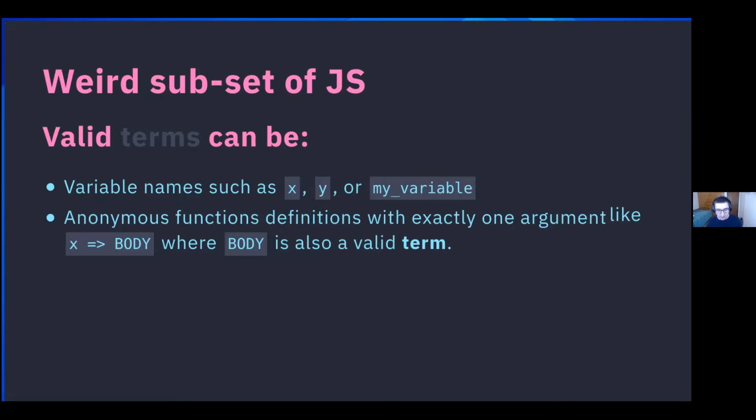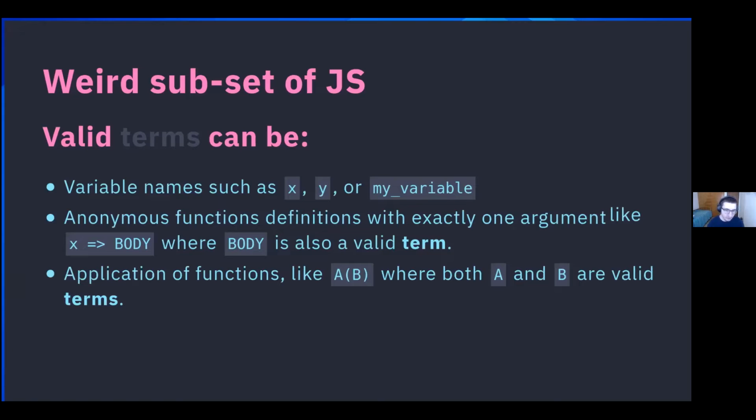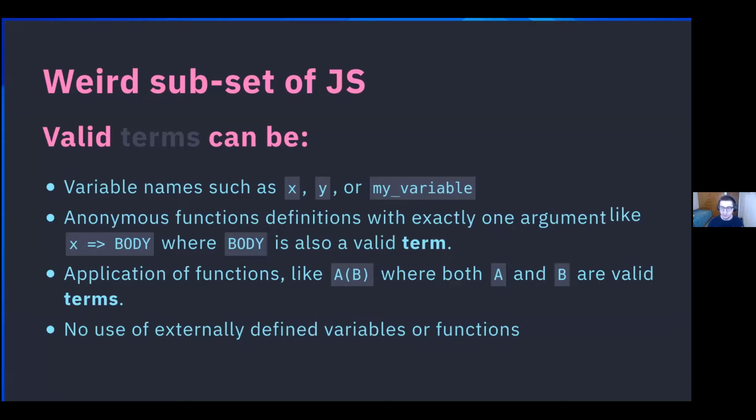And another thing you can do is apply functions to one another. You can have two terms like A and B, and then you apply function A to input B. And we're not allowed to use any externally defined variables or functions, like the standard library. You're not going to use numbers from the language. You're not going to use Booleans. You're only going to use functions that you define, and then you can apply those functions. And you can only refer to a function if you receive that function as the argument of your function.